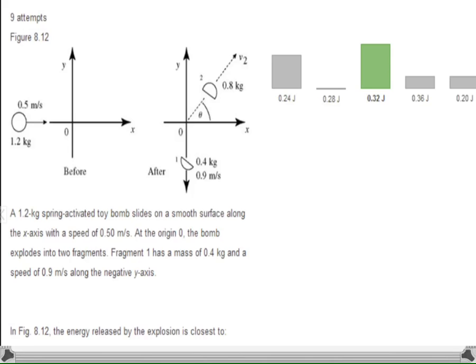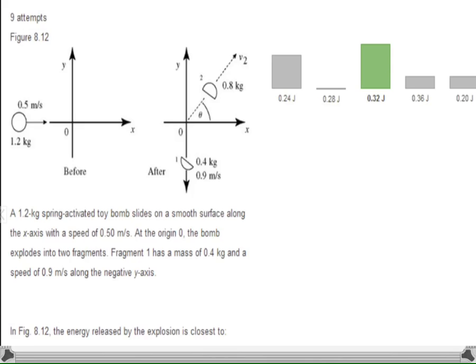Right? But the thing is, if you want to find the kinetic energy after the explosion, you have to use the conservation of momentum. Because if you want to find the total energy, that means the kinetic energy of the objects, you have to know the velocities. To calculate the velocities, you have to use the conservation of momentum.